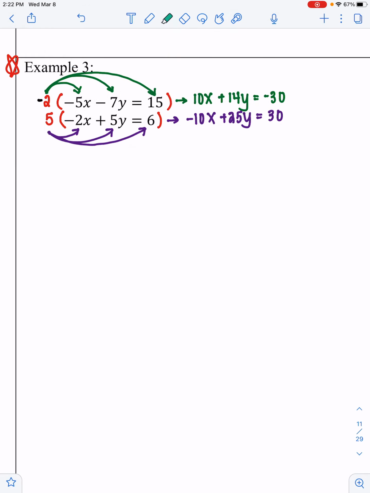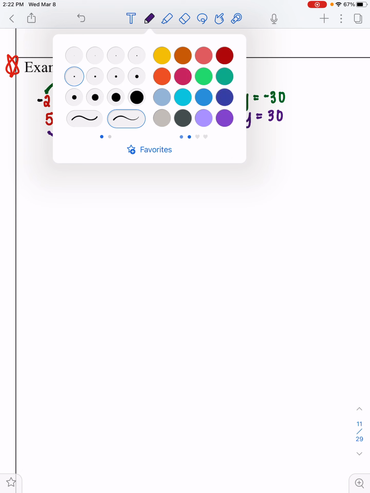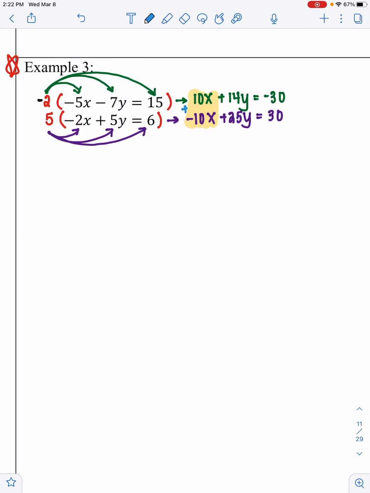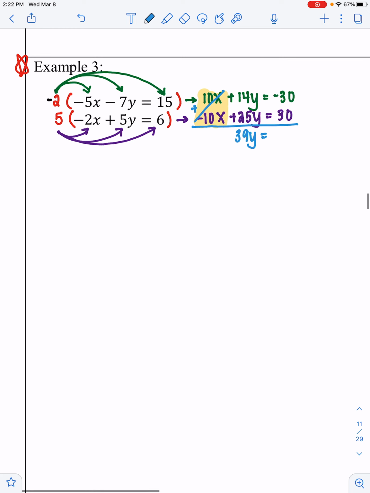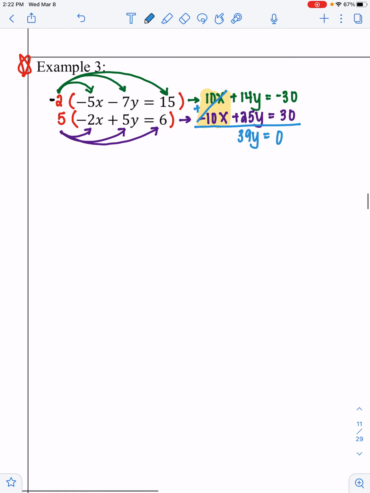Here's my checkpoint. Checkpoint, do I have opposite coefficients? I do. My x's are opposite. I have one positive 10, one negative 10, which means I can now add. Add these two together, our x's will cancel out. I end up getting, not 29, 39y is equal to -30, and 30 also cancel out. That gives us 0. We are now one step away from solving for y.